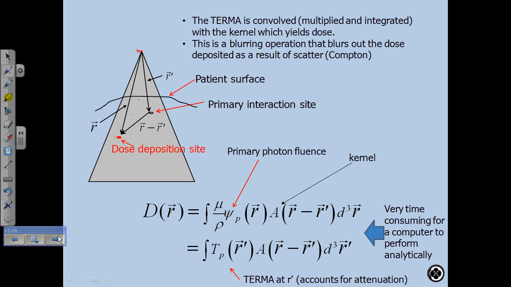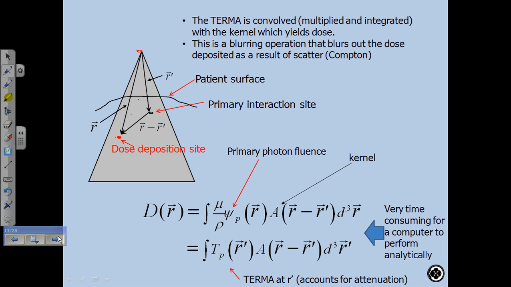Remember the kernel that we saw before? That's the little two-dimensional matrix that explains to us which way it's going to scatter, and how much of it scatters to the side, how much of it scatters forward, how much of it scatters backwards. This kernel is dependent on this vector right here, which makes sense because the kernel describes scatter, and this is your first scatter. Okay, we're going to integrate that over the whole volume.